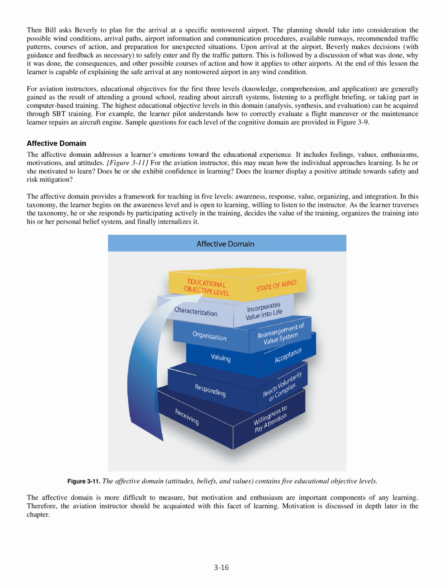The affective domain provides a framework for teaching in 5 levels: awareness, response, value, organizing, and integration. In this taxonomy, the learner begins on the awareness level and is open to learning, willing to listen to the instructor. As the learner traverses the taxonomy, he or she responds by participating actively in the training, decides the value of the training, organizes the training into his or her personal belief system, and finally internalizes it. The affective domain is more difficult to measure, but motivation and enthusiasm are important components of any learning. Therefore, the aviation instructor should be acquainted with this facet of learning. Motivation is discussed in depth later in the chapter.